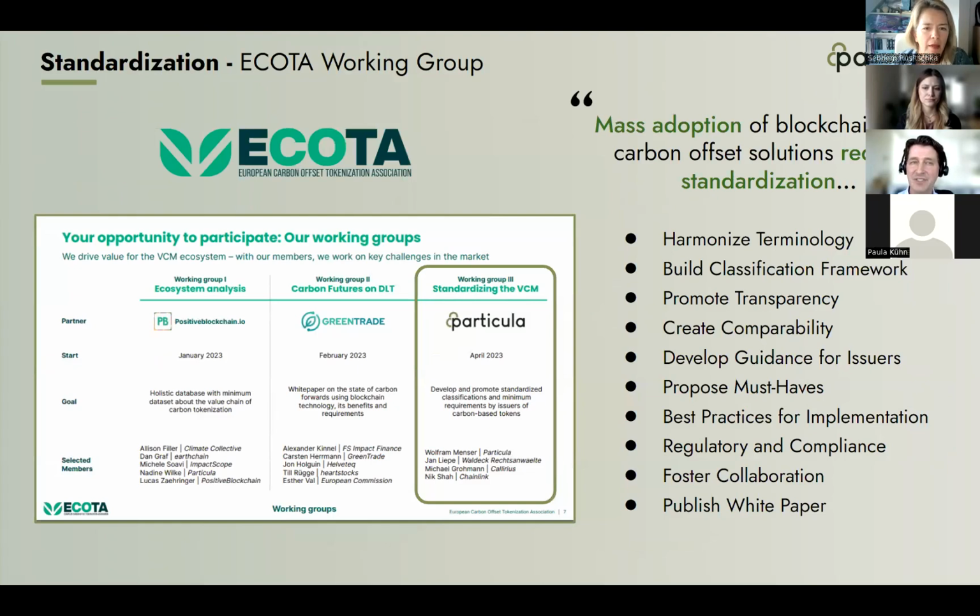And we have teamed up with 2 organizations to solve one of the biggest problems that we are facing right now, and that is the lack of standardization. You might have heard of the ECOTA, and if you're interested, we can certainly get you in touch with them. They are a think tank that also aims to foster the mass adoption of carbon offset solutions in general. And they already have 3 working groups. We are the latest one that just started, and I myself spearhead that group with Kara Reuner. She's director of the ECOTA.